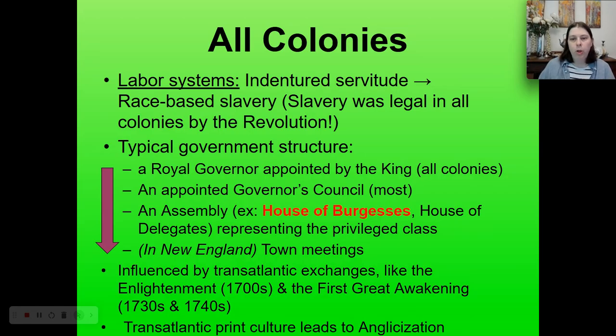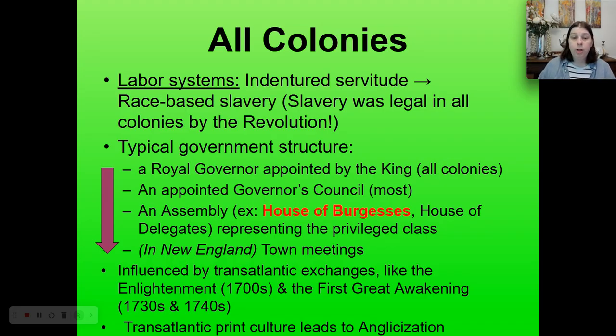Most are bicameral. In all colonies, you had to be white, male, and 21 to vote. And in most, you had to be a landowner. You had to be wealthy as well. Only Rhode Island had what we call universal male suffrage. You didn't have to be wealthy there, just white, male, and 21 to vote.